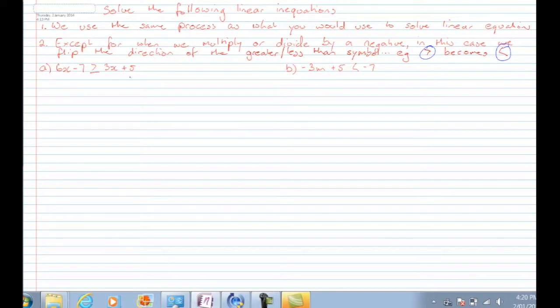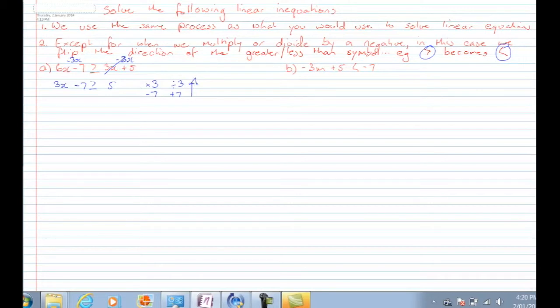First of all, we want to get all the x's on one side, so let's do that by subtracting 3x here and 3x here. These 3x's will cancel out, so you end up getting 3x minus 7 is greater than or equal to 5. Okay, so now what we want to do is the same as always, where we've been solving equations. So that is write down the story of what's happening to the x. So first of all, it's being multiplied by 3, and then subtract 7. So we add 7 and divide by 3.